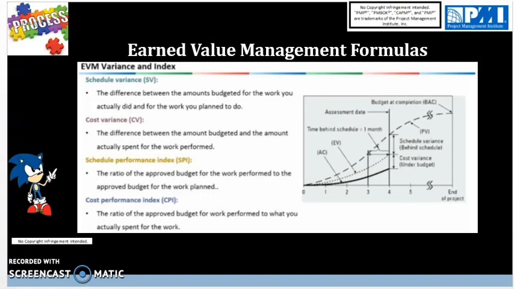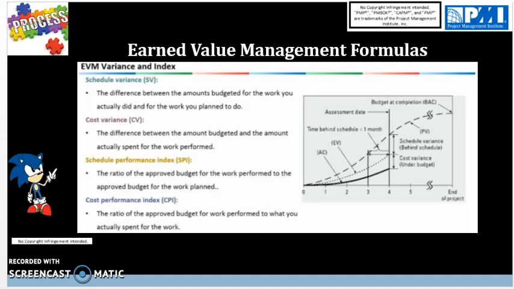Then you have schedule performance index, which is a ratio or index where you divide earned value by planned value, and you get schedule performance index. Greater than 1 means you are ahead of schedule. SPI less than 1 means you are behind schedule, and SPI equal to 1 means you're on schedule. So you need to manage your time as well.